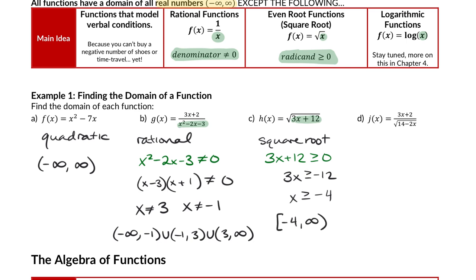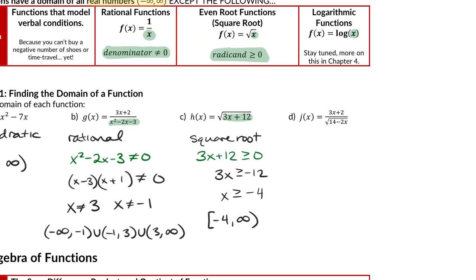Why did I use the bracket instead of a parenthesis? Because it's closed. What's closed? The or equal to symbol would be closed. Yes, correct, because it's closed. She's asking why it's closed.